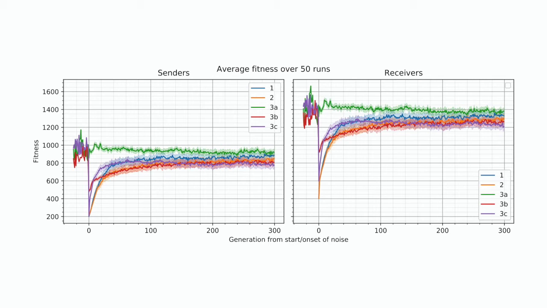Looking at the first set of experiments, the noise-free populations in Experiment 1 have a higher fitness than those with noise in Experiment 2. When noise was introduced to a previously noise-free environment in Experiments 3A, B, and C, it had a pronounced negative impact when the noise occurred on channels that were already in use, as in Experiments 3B and C.